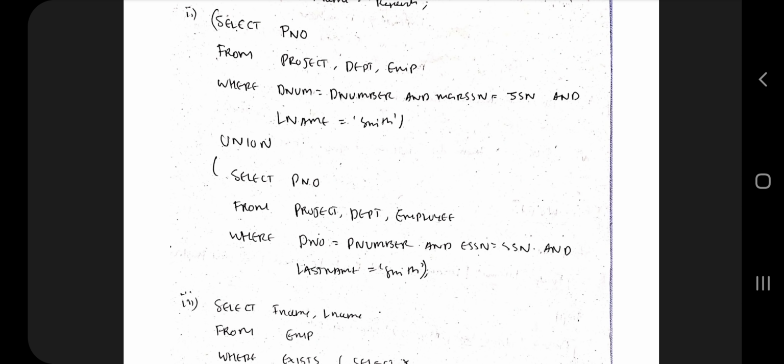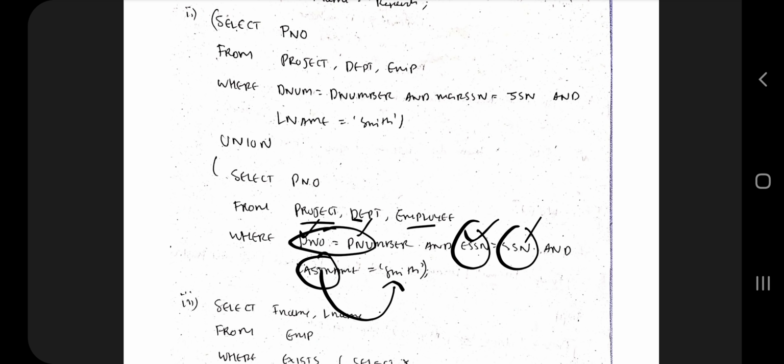Let's discuss the workers part first. So here project, department, employee, P number is equal to P number, the works on table and the project table is getting connected, works on table and the employee table is connected, and employee table last name is Smith, that is getting connected. So those P numbers will be selected.